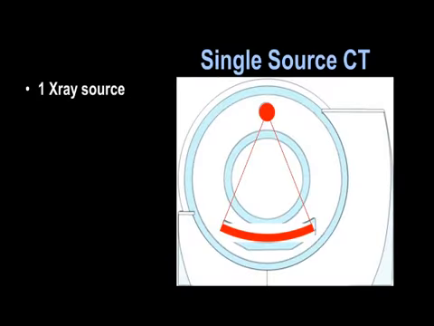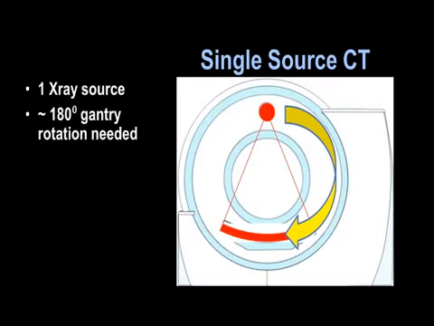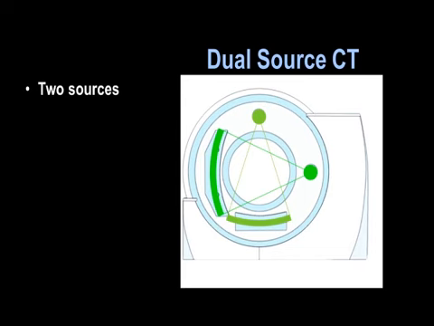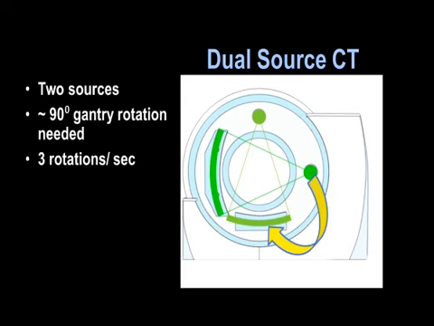Dual source CT. This is the Siemens CT and just an illustration of a single source here with a temporal resolution of down to 165 milliseconds, versus when you have two sources here, you can get much better temporal resolution. And for children, this is really wonderful because it really freezes respiratory motion.